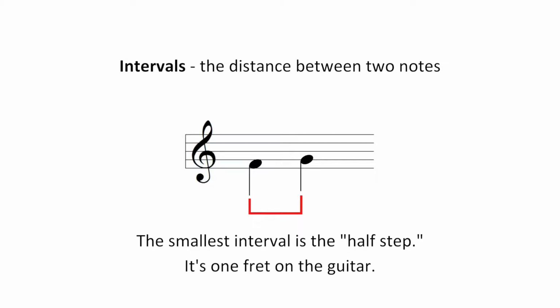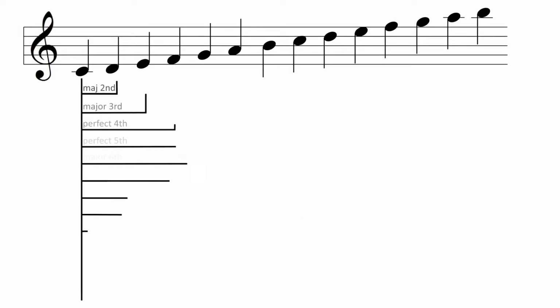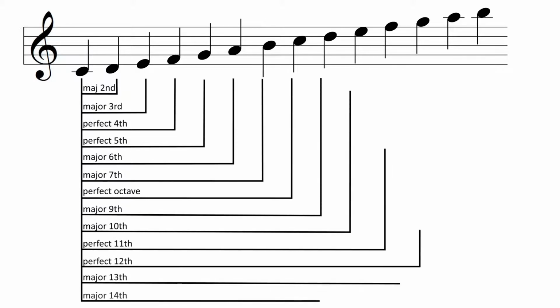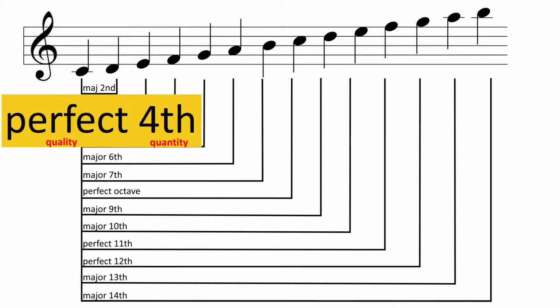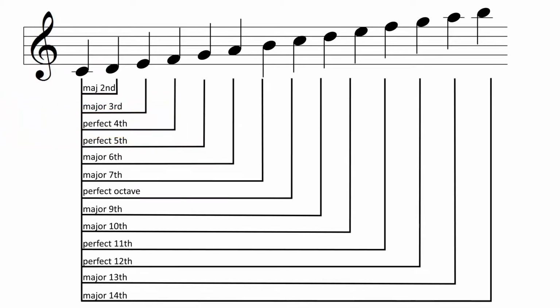While we could name our intervals using the number of steps they contain, it's a lot easier to identify intervals using their proper names. There are two parts to the name of an interval, and they are the quantity and the quality. The quantity is a number based on the scale degrees of the major scale.